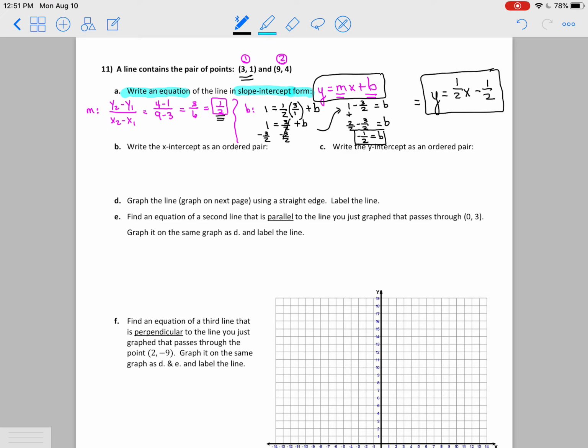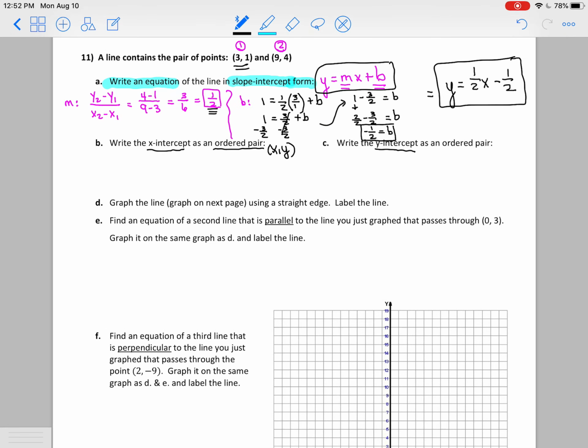All right, so B is going to ask for the x-intercept as an ordered pair. Remember, an ordered pair just means an x and a y. That's all it means. We put in parentheses, x and our y. So it's asking for the x-intercept and it's asking for the y-intercept also as an ordered pair. So our x-intercept, remember that when we're finding our x-intercept, it's where that line crosses the x. At that spot, y is equal to 0. On our y-intercept, our x is equal to 0. So we just kind of shift those or flip those or whatever you want to say.